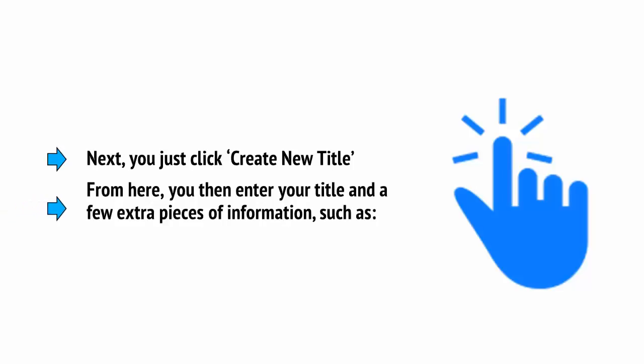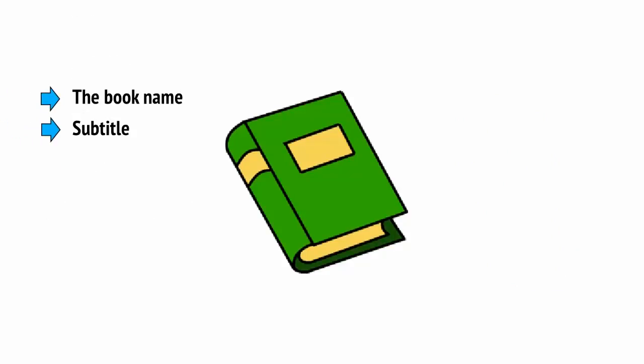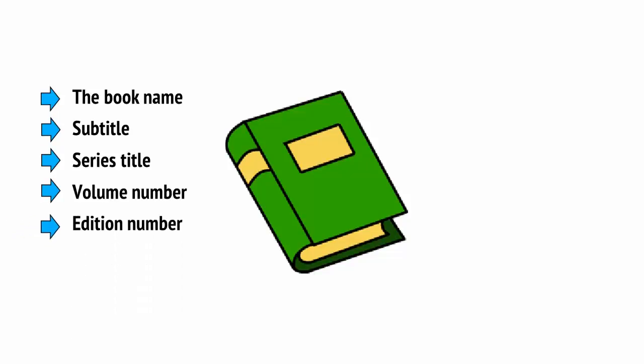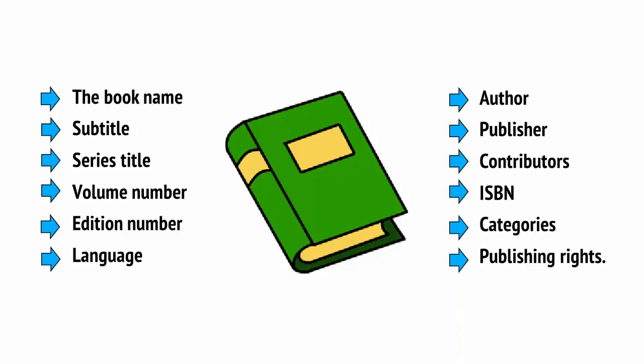From here, you enter your title and a few extra pieces of information such as the book name, subtitle, series title, volume number, edition number, language, author, publisher, contributors, ISBN if you've purchased one, categories, and publishing rights. Don't check that your book is in the public domain or you'll waive your copyright.